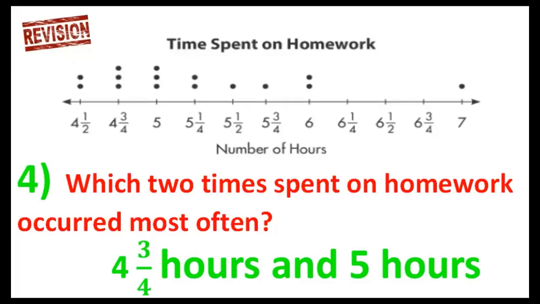So which 2 times spent on homework occurred most often? 4 3/4 and 5 hours. Why? Because they have the largest number of bolded dots over each one. You see them? This one represents 3, this one represents 3. This is the highest number of bolded dots we have. So they repeated most often, so they occurred most often.